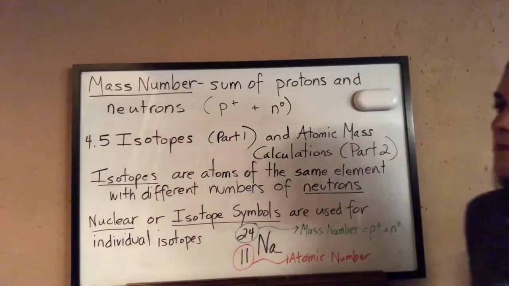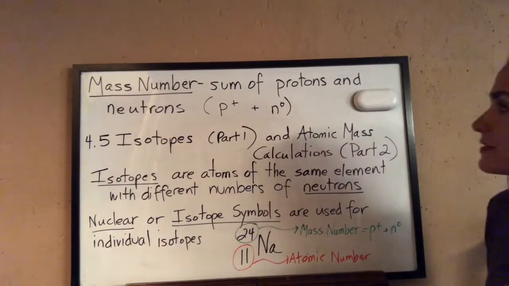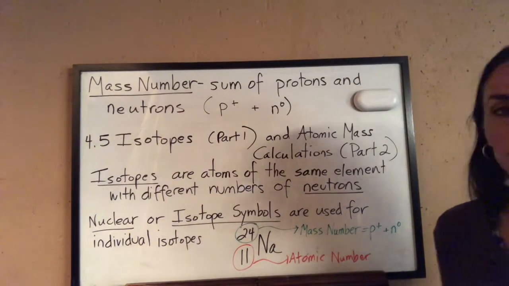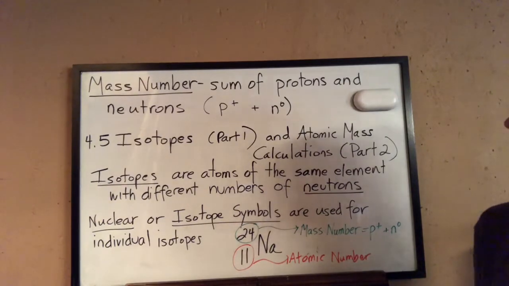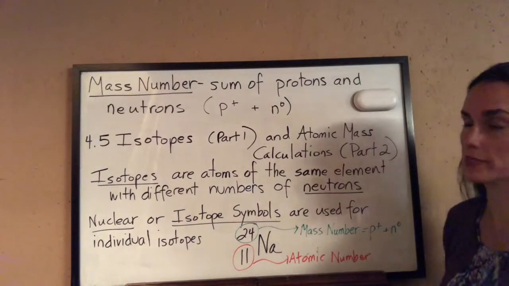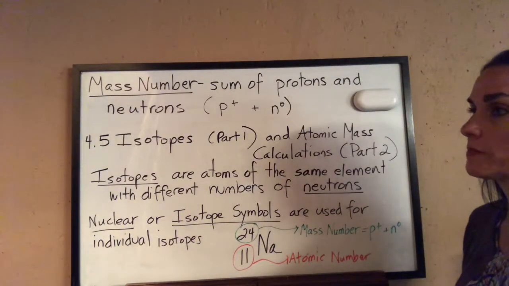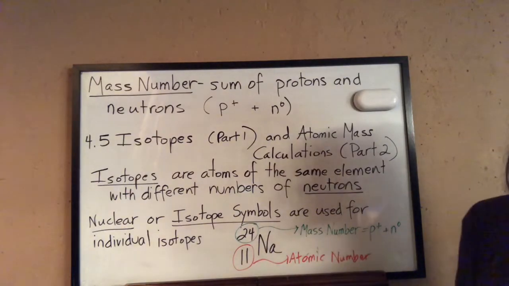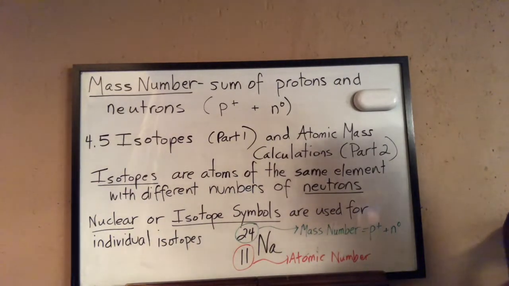Mass number. Mass number is strictly the sum of the protons and neutrons. Protons and neutrons equal the mass number. We're going to see that mass number and atomic mass are not the same, they're slightly different.